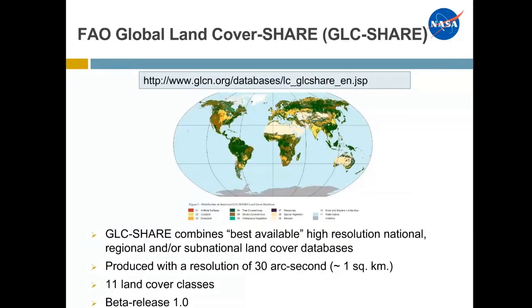The Food and Agriculture Organization has developed a global land cover map using the best available national, regional, and/or subnational land cover databases. They used a specialized system and fusion techniques to harmonize the various databases and developed a procedure to update the database when new data sets become available. The database is comprised of 11 land cover layers. The database is currently in beta release, but can be downloaded from the website listed here.